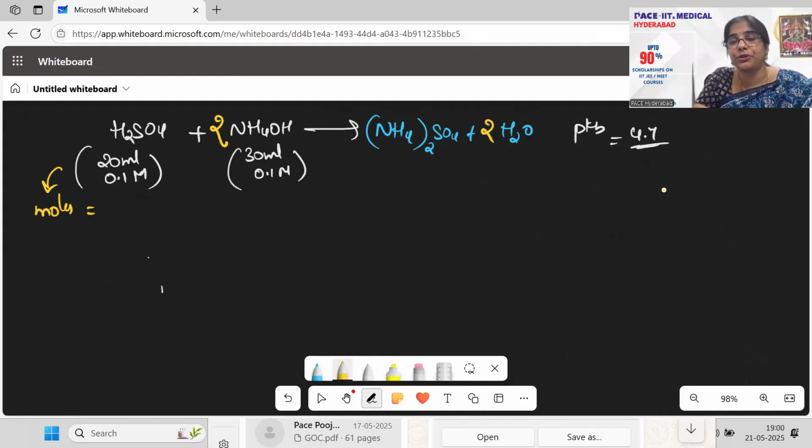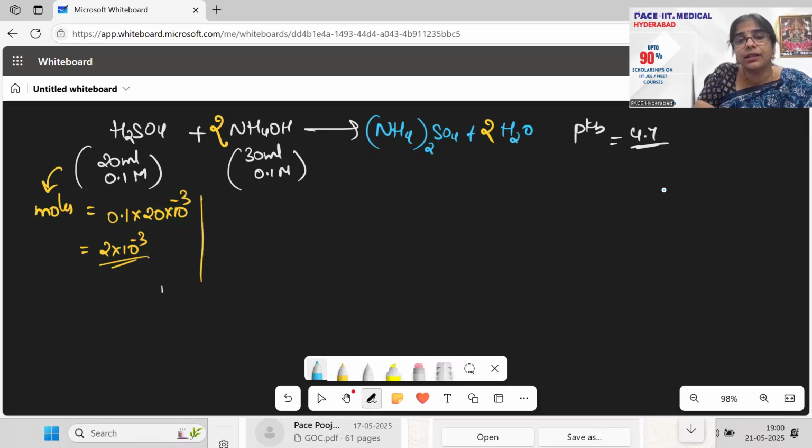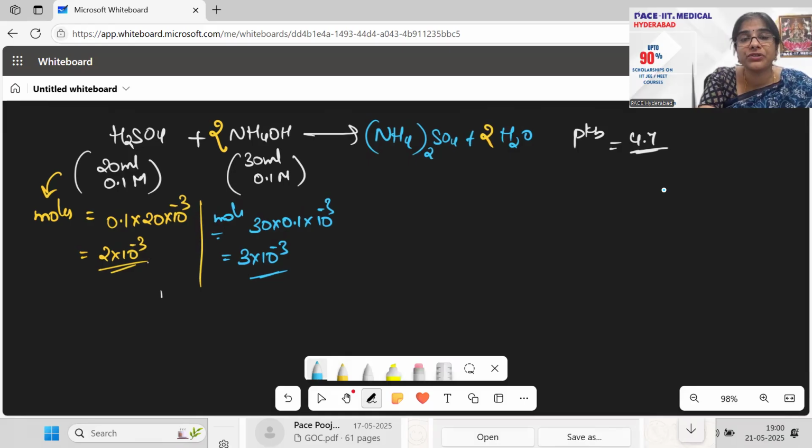Moles, always find out your moles. Moles is always concentration times your volume. Concentration is 0.1 times 20 into 10 to the power minus 3, which is 2 into 10 to the power minus 3 here. And the moles here will be how much? Moles here will be 30 into 0.1 into 10 to the power minus 3, which is 3 into 10 to the power minus 3. And this is of what relation, bacha?